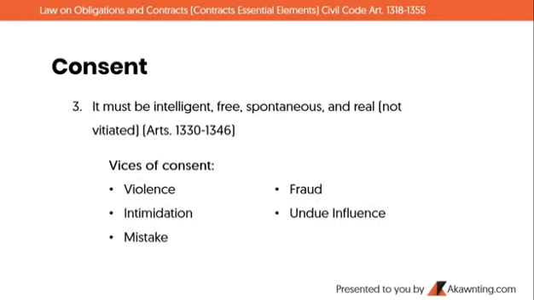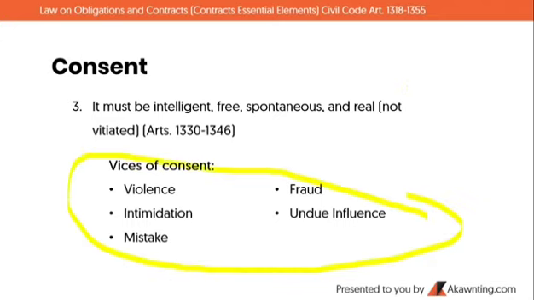Okay? So, next, let's go to the third requisite ng consent. So, it must be intelligent, free, spontaneous, and real, not vitiated. So, vices of consent, nabanggit siya from Articles 1330 to 1346. So, we have actually 5 vices of consent which will be discussed thoroughly pagdating natin sa voidable contract. Okay? So, first, we have violence. In violence, there is physical force actually. So, for example, sinuntok ka, di ba? Sinuntok ka, binugbog ka, sinampal ka, tapos dahil doon, napapirma ka sa isang kontrata.